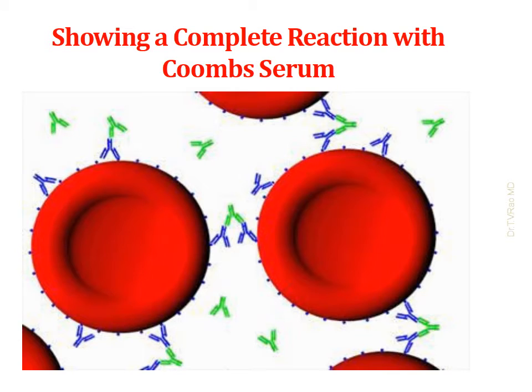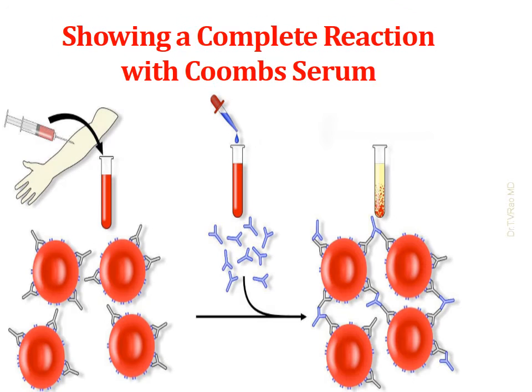This is showing complete reaction with Coombs serum, which is where you have the AHG or the anti-human globulin. So this anti-human globulin combines the immunoglobulins together. Since it is sensitized, it forms negative charge, and this is an incomplete reaction, whereas when Coombs serum is added, this becomes a complete reaction. So this is how it shows complete reaction with Coombs serum.